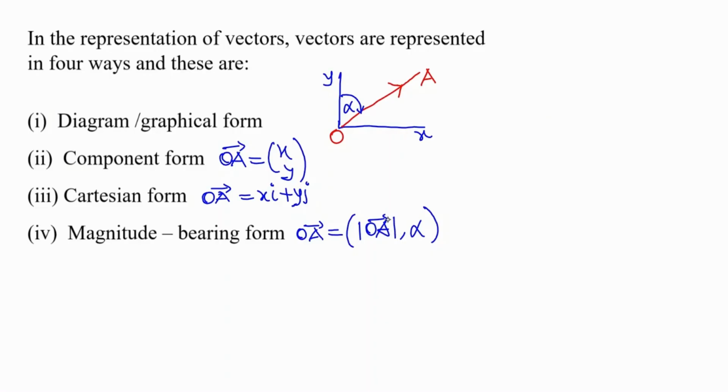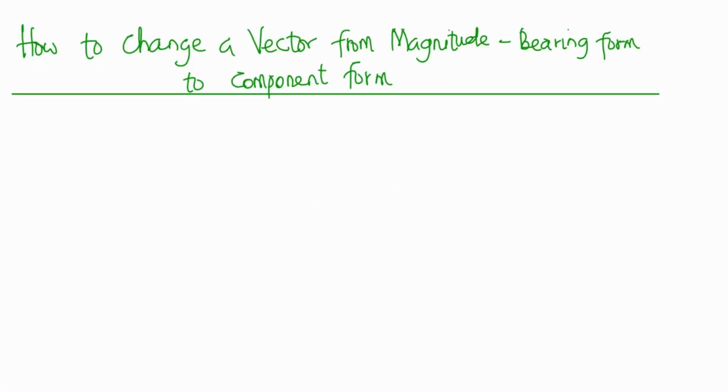Now this video is going to focus on how we can convert a given vector in magnitude bearing form to its component form. So this is what today's video is going to be about. Now let's stay tuned and move along. How to change a vector from magnitude bearing form to component form.